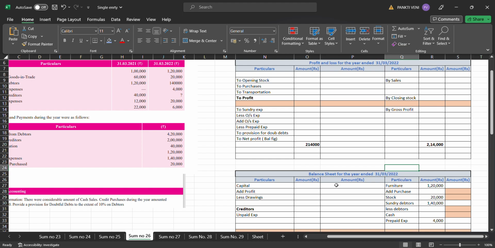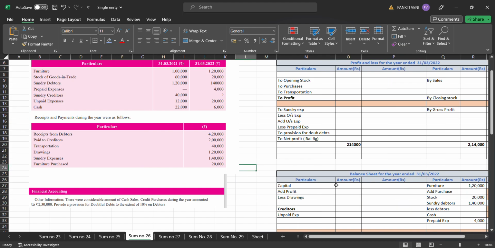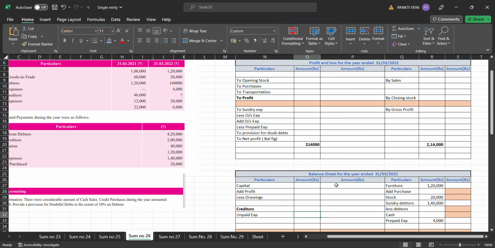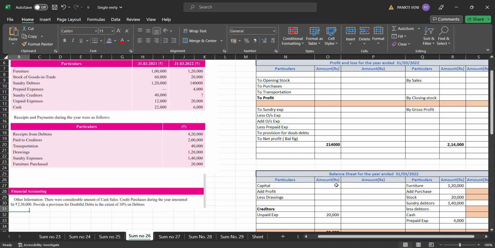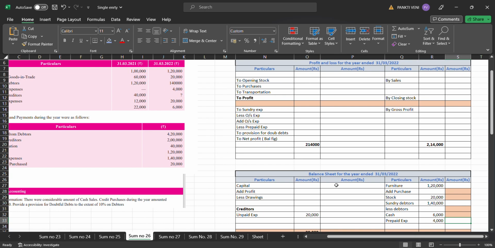Then I have unpaid expenses. What is unpaid expenses? 20,000. Then I have cash, that is 6,000. So balance sheet is done.